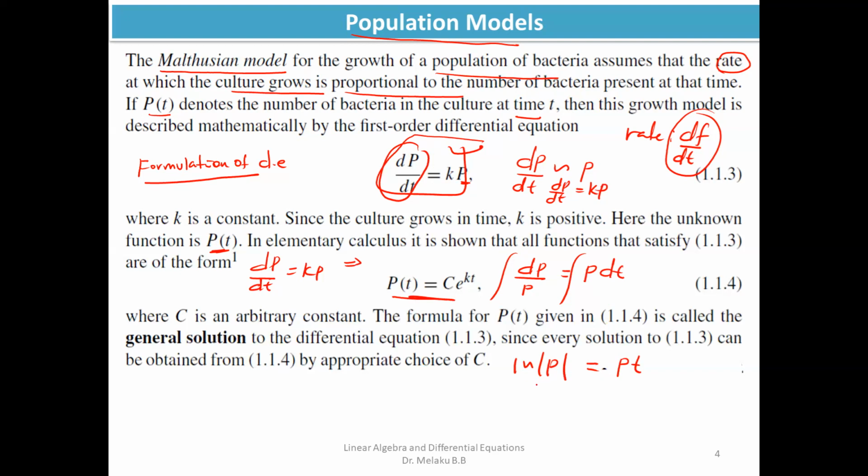To get P at time t, P of t will be e raised to something. Upon integrating, we can use plus some constant c1. This could also be written as e to the power of kt times e to the power of c1, and we can write this as some constant c or k, like this.